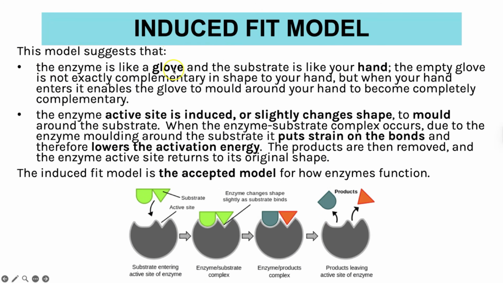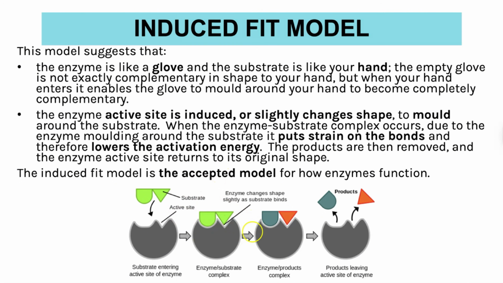And in this model, the enzyme is more like a glove and the substrate is like your hand. So when you've got an empty glove, it's not exactly complementary in shape to your hand. But when you put your hand inside of it, it enables the glove to mold around your fingers and then it becomes completely complementary in shape to your hand. That is what is happening in this model of how we think enzymes work. The active site is not actually completely complementary in shape to the substrate until it collides and binds. Because when it does that, the active site molds around the substrate and then it does become completely complementary.